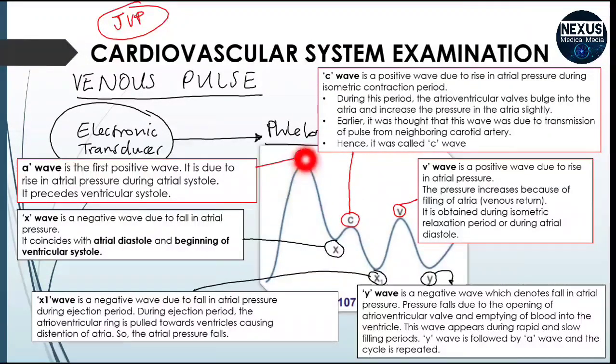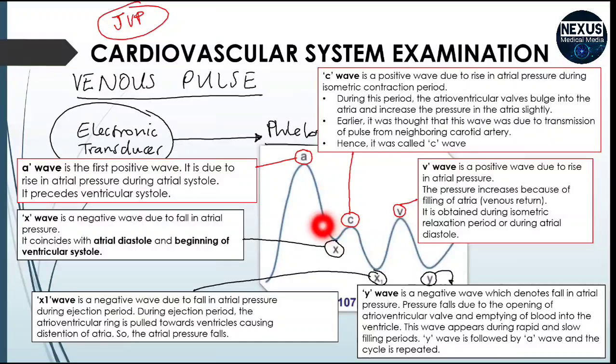So the first one is called the A wave, right? The A wave is the first positive wave, right? So you are coming up like this, positive deflection, right? It happens due to a rise in atrial pressure during atrial systole. It happens before ventricular systole, right? So it precedes ventricular systole, then it goes down, right? So the reason why it's up here, I said, is because of what? Of increase in atrial pressure during atrial systole.